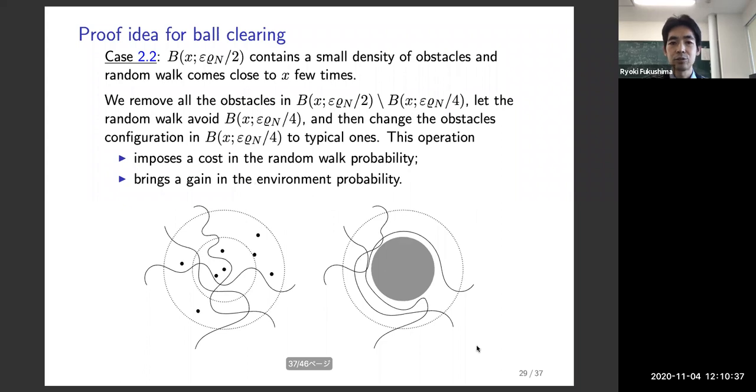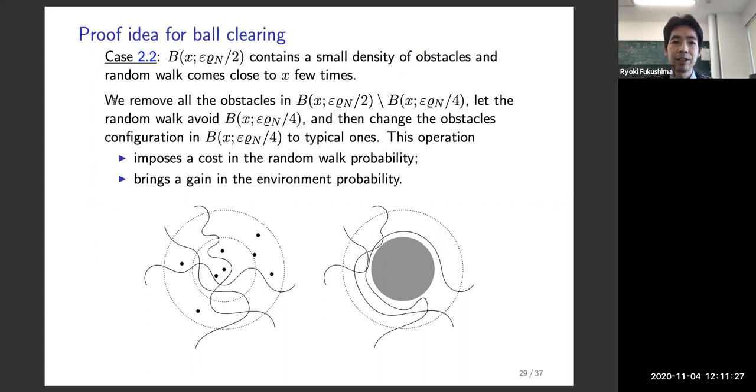But what is more interesting is case 2.2. Here, technically, it's much simpler, but the idea is, I think, new and quite unnatural, which I like a lot. So remember, case 2.2 refers to the case where this ball contains a small density of obstacles and the random walk comes close to x only a few times. So this half-sized ball here is this bigger ball in the picture. And in this case, of course, the random walk comes close to x only a few times. So you cannot hope to gain a lot in the random walk probability. So we have to do something more, something stranger. And here is our operation, which looks quite mysterious.